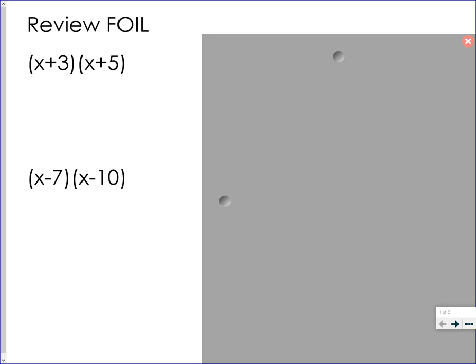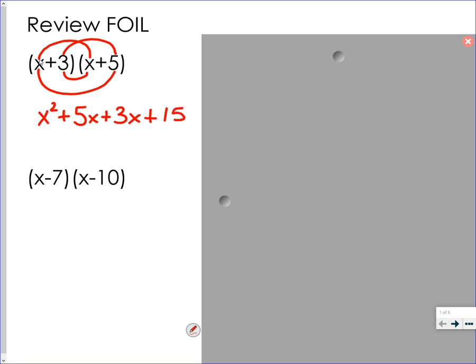So to start, let's review our FOILing. When we have two binomials that we're multiplying, we would start with first times the first, so x times x would be x squared. Then we would do the outer. That's what the O stands for. X times 5 is going to be 5x. Then the inner, 3 times x is just 3x. And last, 3 times 5 is 15. And then to finish this, we combine like terms. So we'll have x squared plus 8x plus 15.